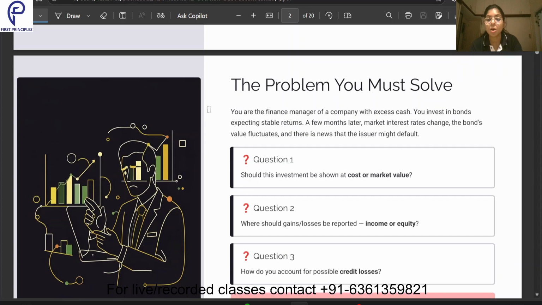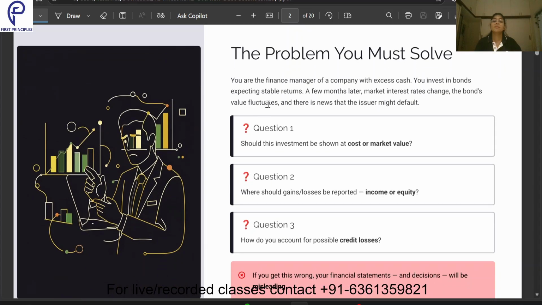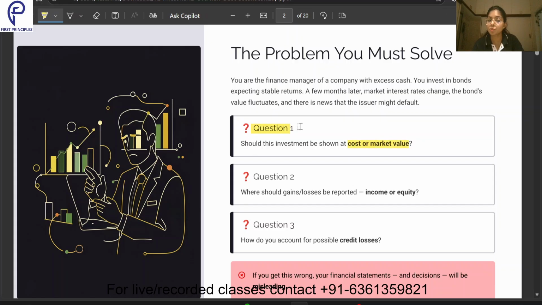Now, what problem are we solving? The problem we are solving is how to value that debt security, whether it should be valued at its cost or its market value. That is our first problem. Then what is another question? When there is an increase or decrease in the market value, should we record it in the income statement or in the statement of changes in shareholders' equity?